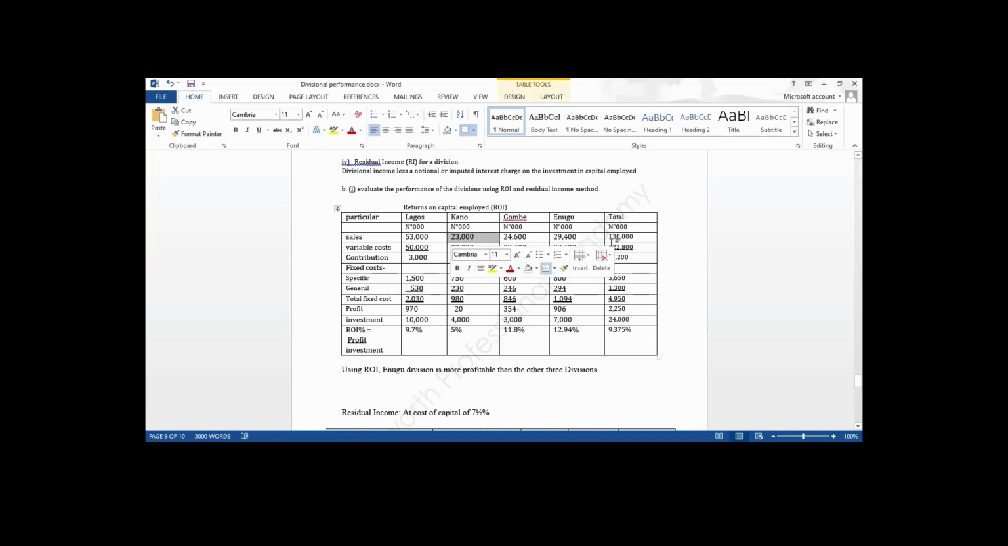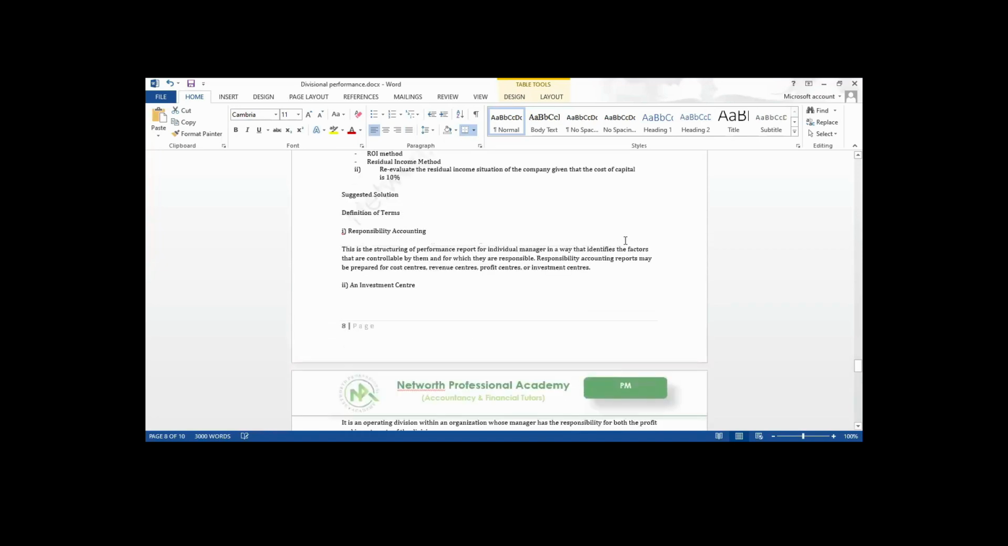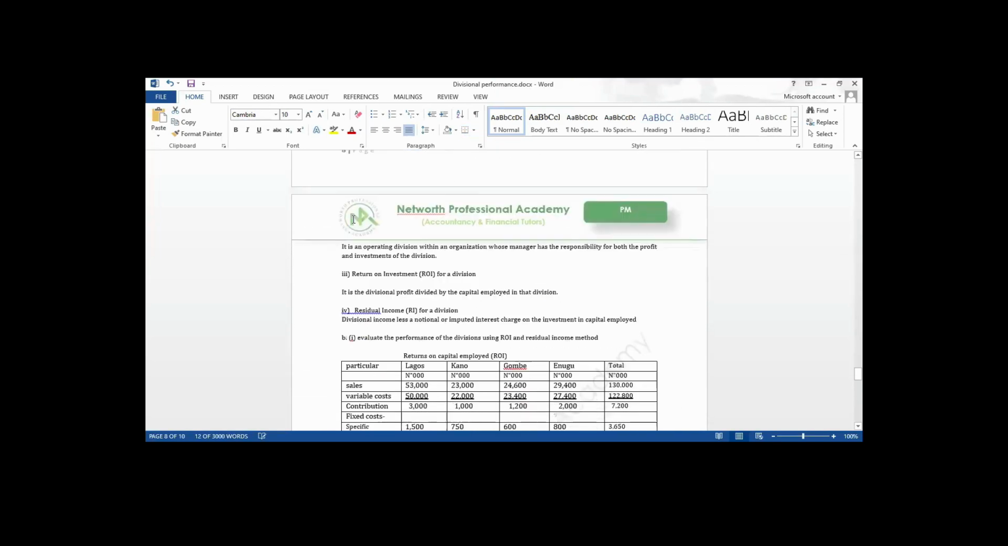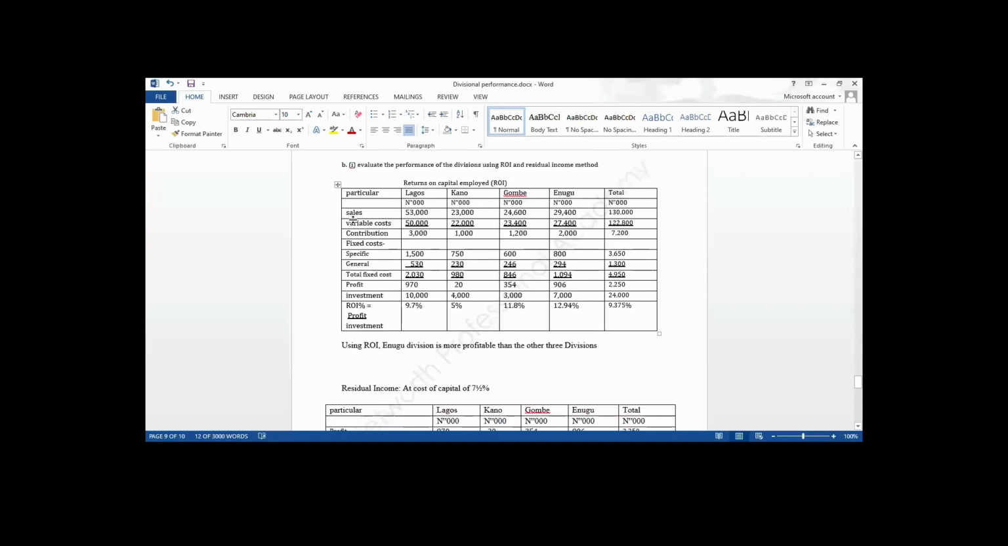Next, Kano, 23,000 divided by 130,000. Multiply by 1,300. Look at it here. The head office fees cost to be shared on sales basis. What do you have, please? 230. Go check Gombe.